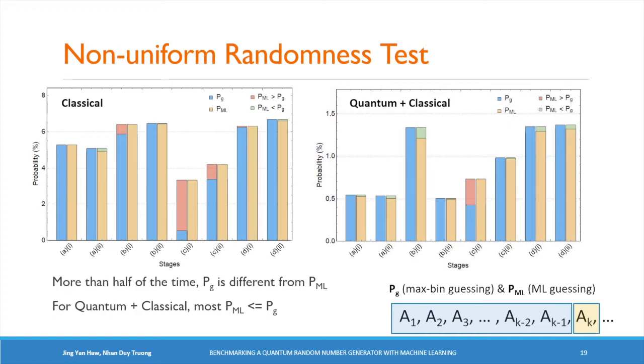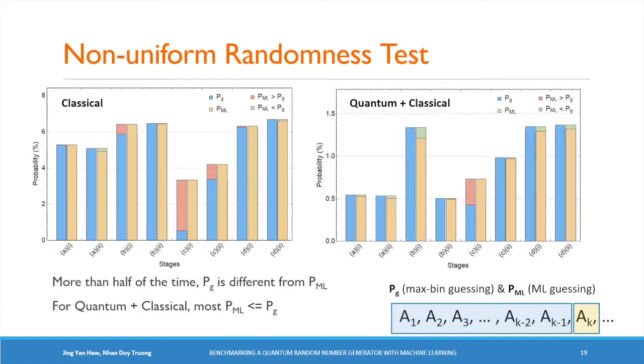Secondly, once the quantum entropy is put back into the system, the ML technique only outperformed the max-bin guessing in one case, indicating that the underlying entropy is now less predictable, at least for the machine learning.